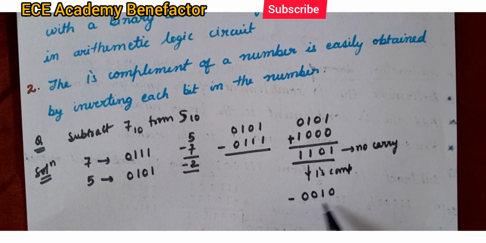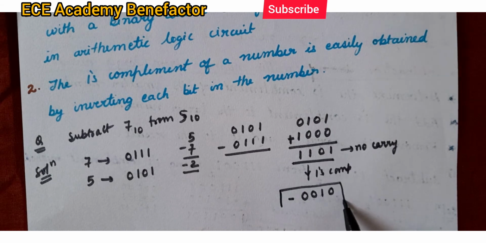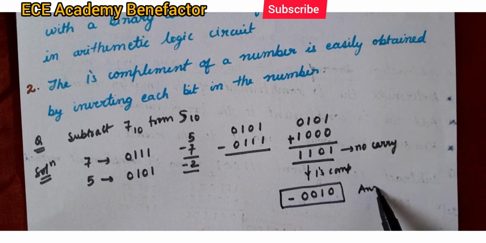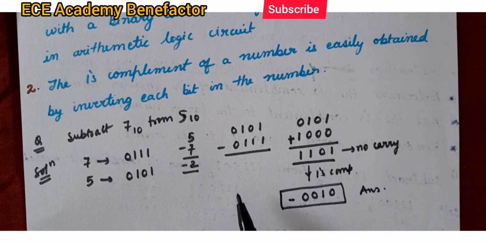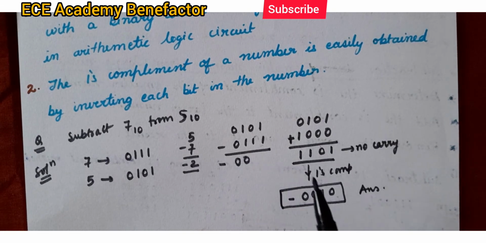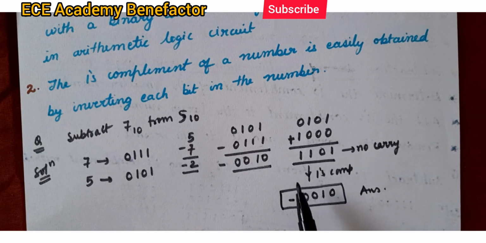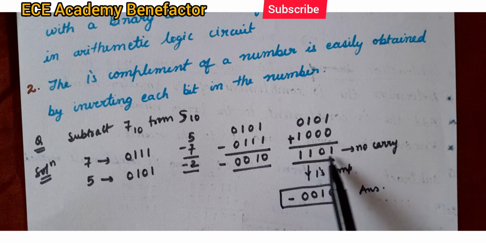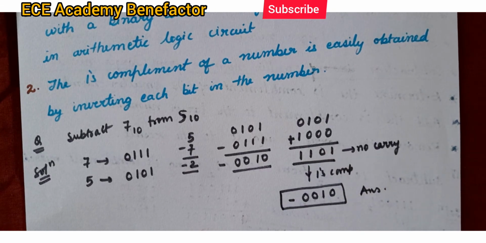Okay. So, this is the final answer. If you look at it in decimal, it is minus 2. So, what is the answer for this? Minus 0010. So, when there is no carry, we take the ones complement of the result and put a minus sign.